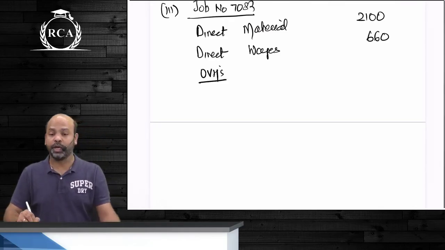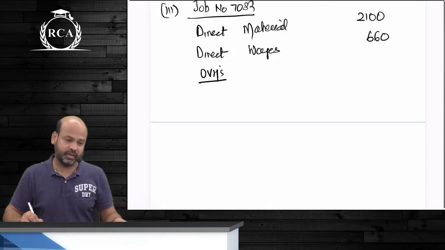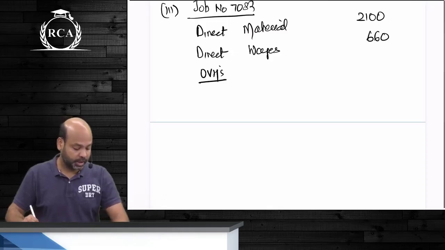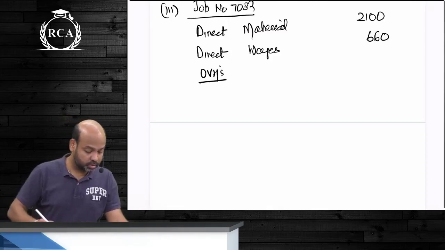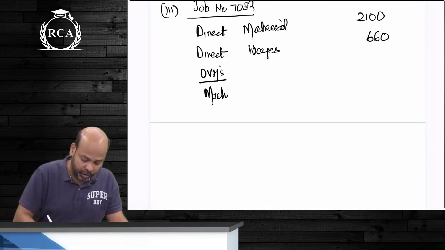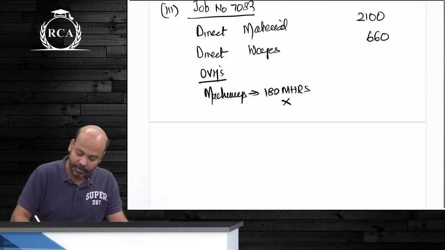We already know guys what is the amount of overheads that we are incurring. पहले तो बेटा यहाँ पे कहाँ है ये? हाँ. For machining department guys, will you pick up machine hours or labor hours? You will pick up machine hours. 180 machine hours, multiply that by how much? 4.5 per machine hour.